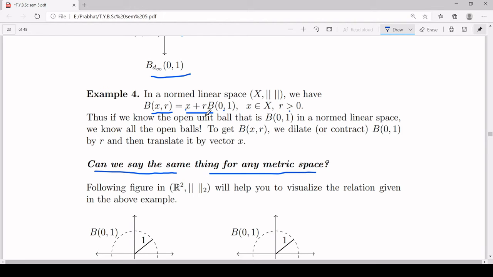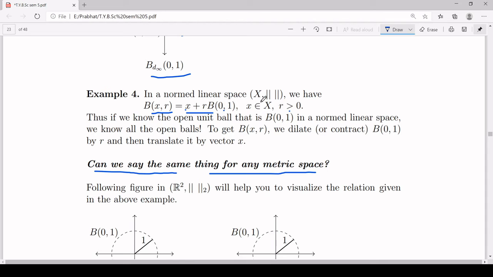That question makes sense because in this example it is mentioned that to have this equation you should have a normed linear space. So why am I saying it is a normed linear space rather than saying it for any general metric space? Because in a metric space we don't know how to add two elements. We don't have addition in a metric space. If you have two points x and y in a metric space, say capital X, you don't have anything like x plus y.